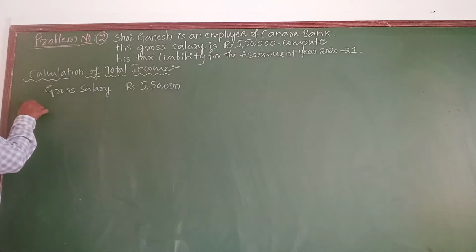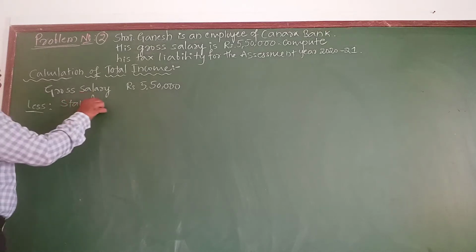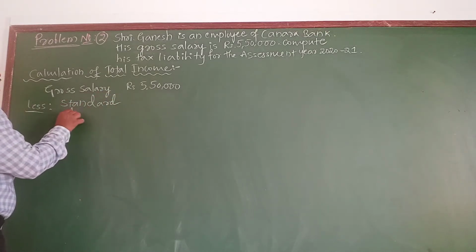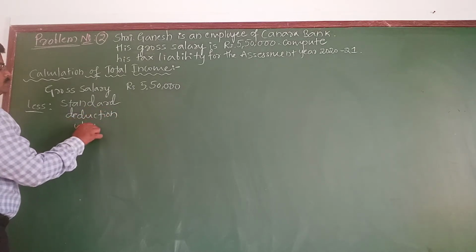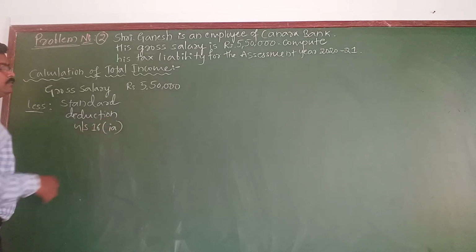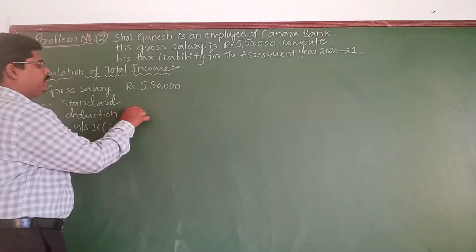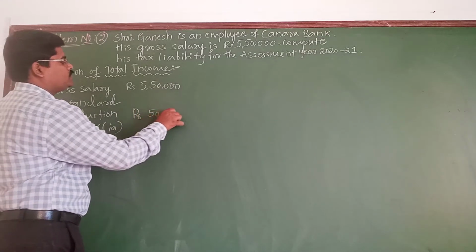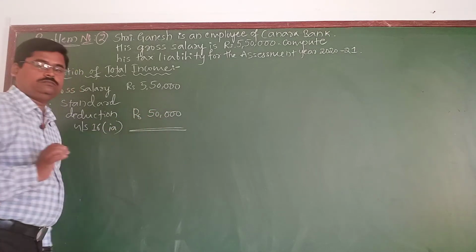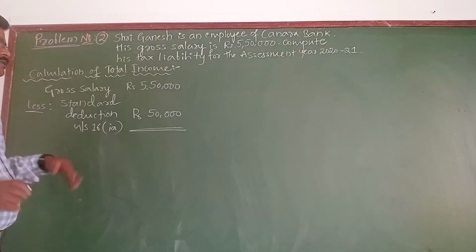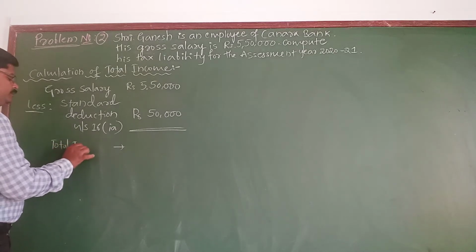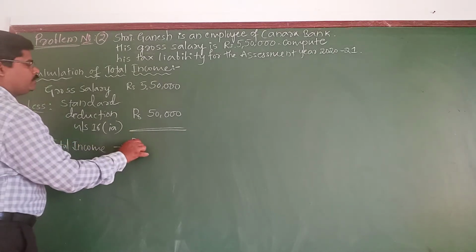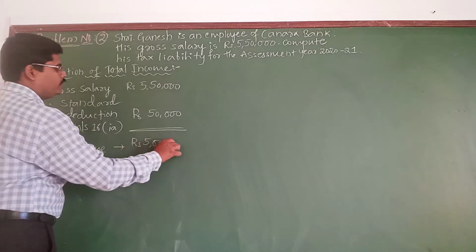I will deduct the standard deduction. Less: standard deduction. What section is applicable? 16IA. That amounts to rupees 50,000. Now after showing the standard deduction, what remains is nothing but the total income. It amounts to rupees 5 lakh.